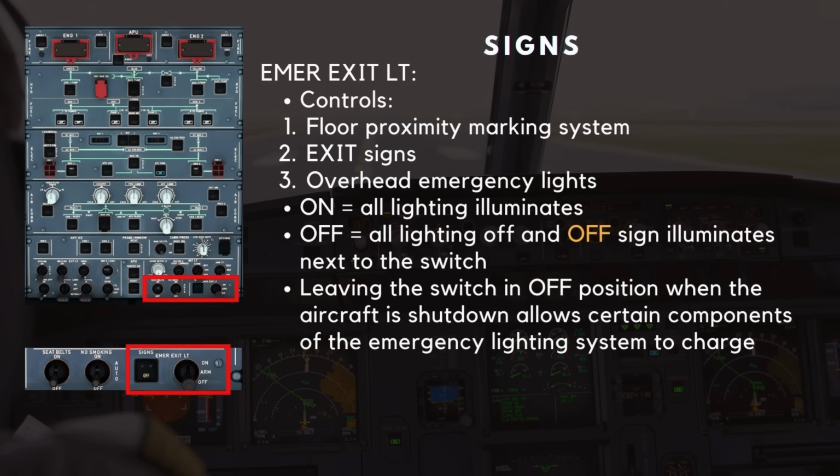Leaving the switch in the off position when the aircraft is shut down allows certain components of the emergency lighting system to charge.